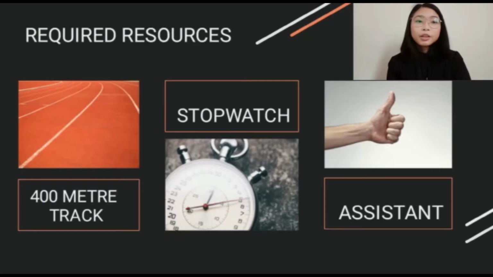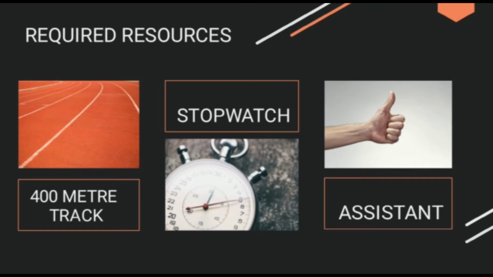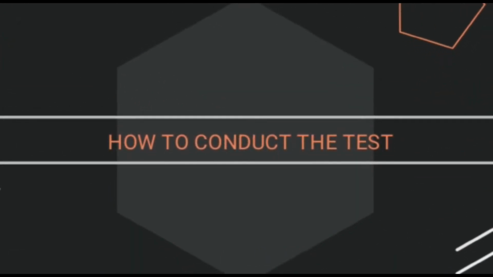Now we're going to take a look at the second cardiovascular endurance test. For the required resources, we need a 400-meter track, a stopwatch, and also a whistle. How to conduct the test: the test comprises seeing how far an athlete can run or walk in 12 minutes. The assistant should record the total distance covered.